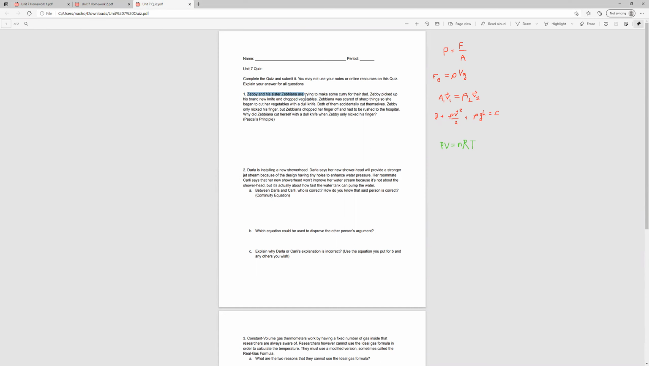So Zebi and his sister Zebiana are trying to make some curry for their dad. Okay, I'll spare you the story. It's essentially asking: Zebi cut his finger and Zebiana cut her finger too. Zebi nicked his finger while Zebiana completely chopped it off, right?